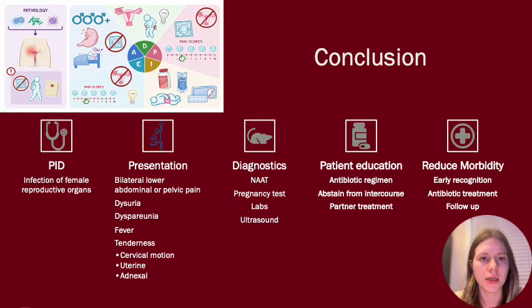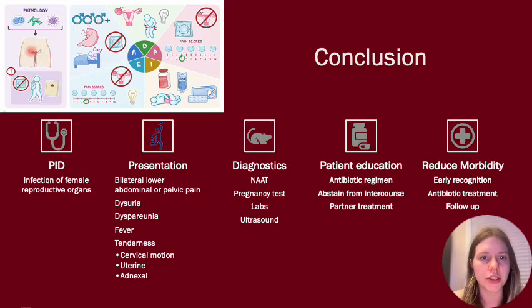In conclusion, PID is an ascending infection with significant reproductive consequences. The most common presentation is bilateral lower abdominal or pelvic pain. Now, some other symptoms include dysuria, dyspareunia, fever, nausea, vomiting, some cervical motion tenderness, uterine tenderness, or adnexal tenderness. For diagnostics of PID, that includes an NAAT, a pregnancy test, labs of CBC, ESR, and a CRP, and ultrasound if an abscess is suspected.